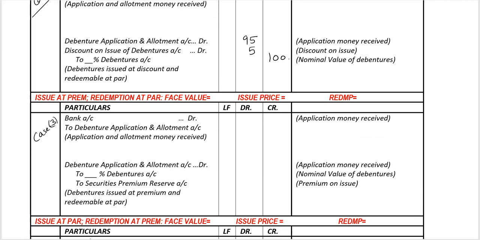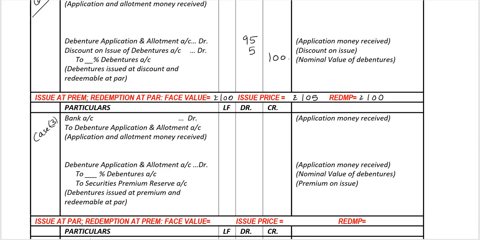Case 3 is the debenture is issued at premium and the redemption is at par. Let's assume that the face value of the debenture is 100 rupees and it's issued at a premium of 5%. Then the issue price will be 105 rupees. It's redeemed at par, so the redemption value will be rupees 100.